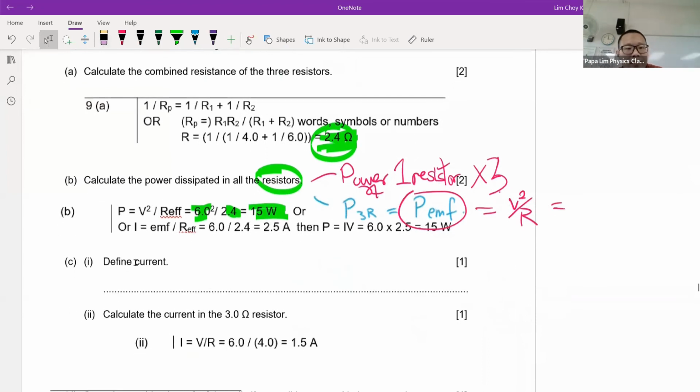Okay, then part B: define current. Define current, standard definition: rate of flow of charges.